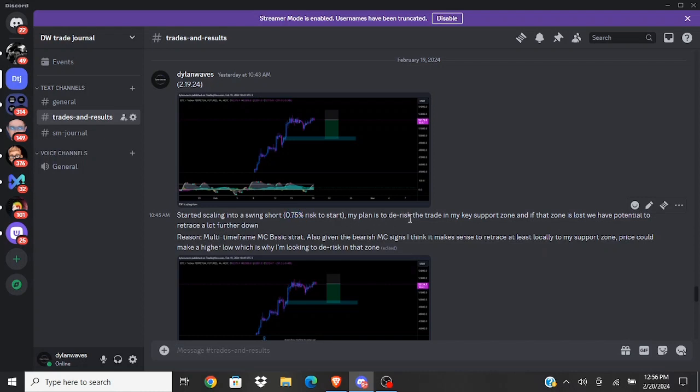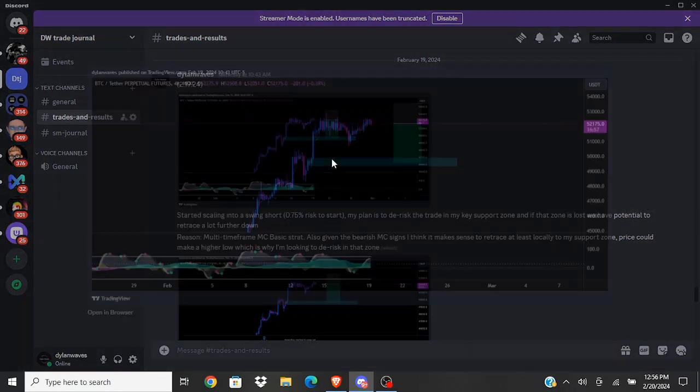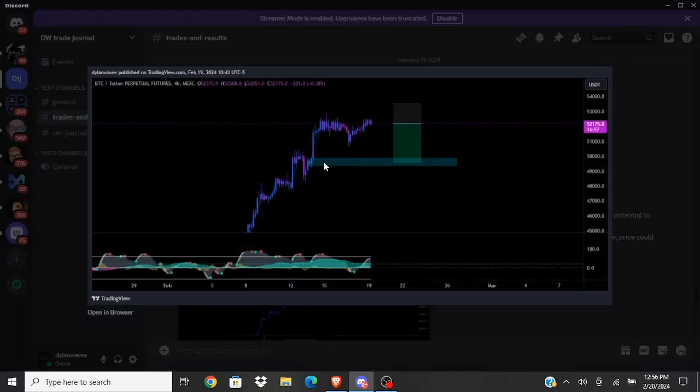And my plan is to de-risk the trade in my key support zone. And if that zone is lost, we have potential to retrace a lot further down. So this is my key support zone. Again, I talked about that in my last video, a few days ago. And you can see I had my invalidation pretty loosely set above this high, and that is because I thought there was definitely potential that we could SFP this high.